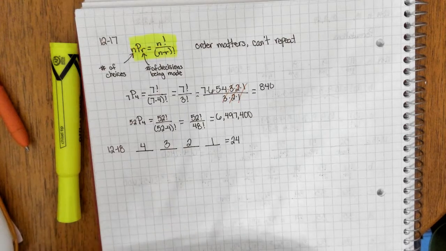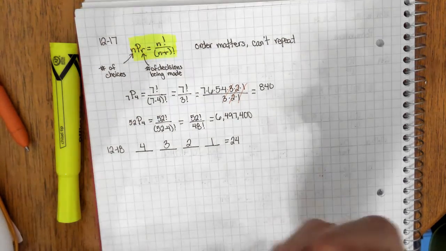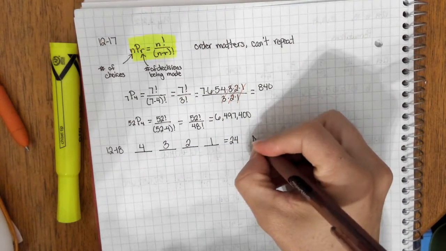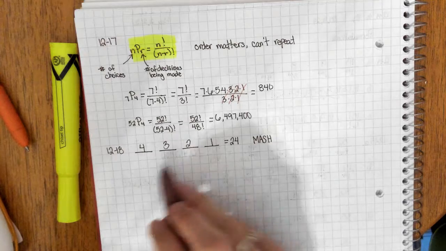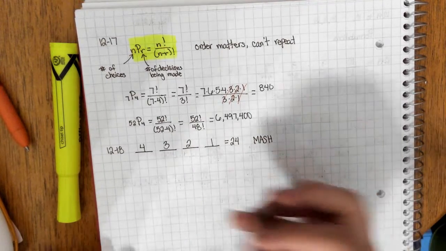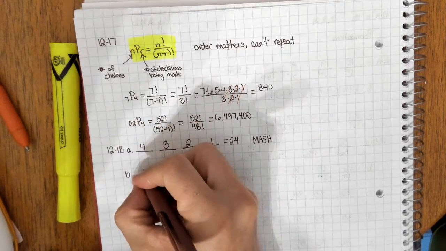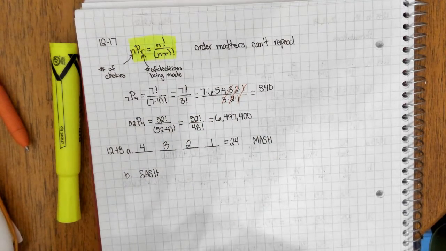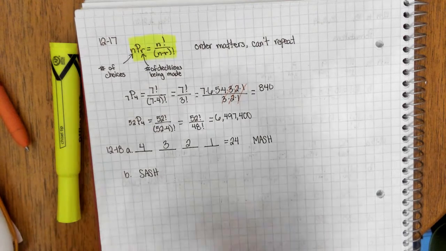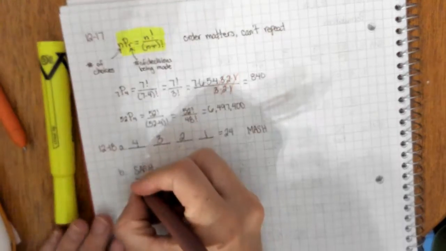And we could write all of those out if we wanted to. I'm not going to do that. So this is for the word MASH. There's 24 arrangements if we wanted to kind of mix these around. But part B is for the word SASH. So it's a little bit different here. So I'm actually going to list all of them, and it's going to be a little annoying.